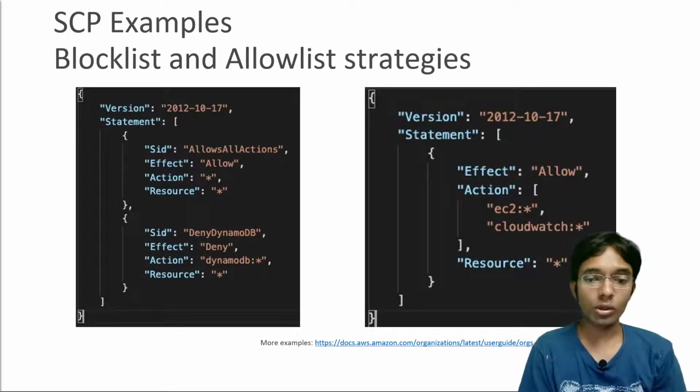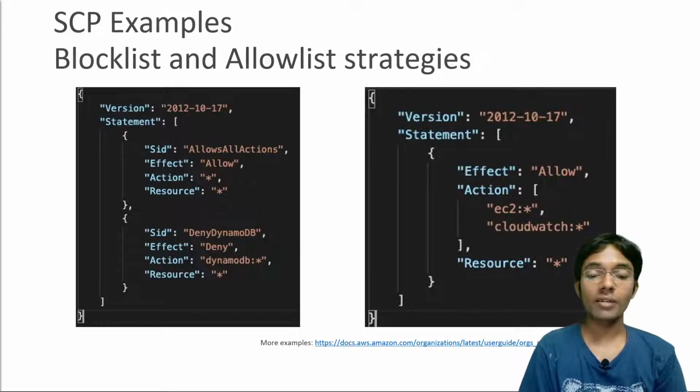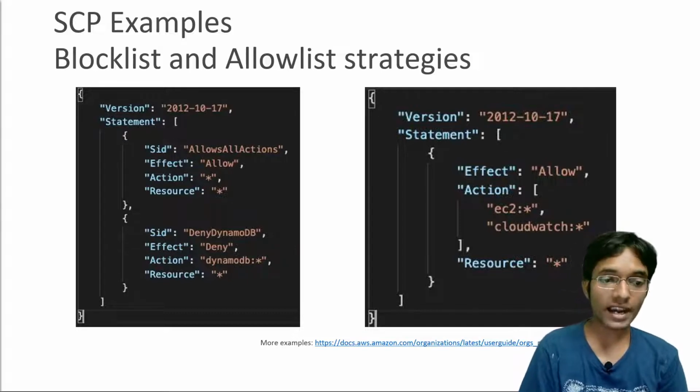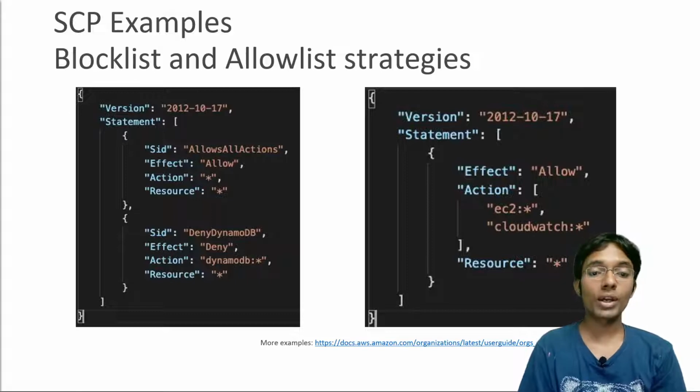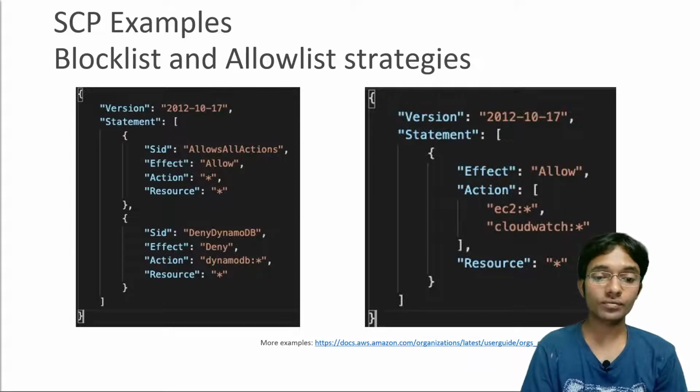Now the service control policies examples have two strategies: Blocklist and Allowlist. So there's an example where we allow everything but explicitly block DynamoDB, and on the other side, on the right hand side, we allow only EC2 and CloudWatch.